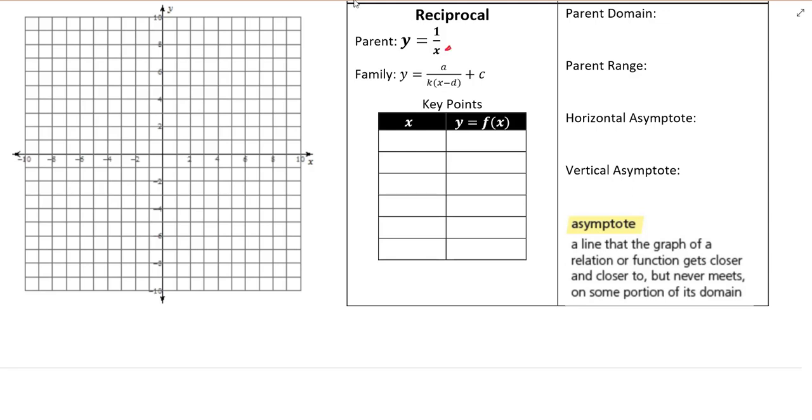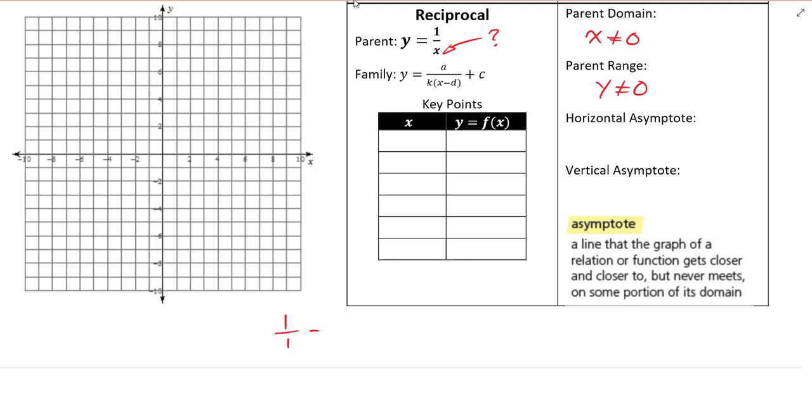Well, remember, we can't have a 0 on the bottom of a fraction. That's going to cause trouble, right? That's not allowed. So that means our parent domain, x cannot be equal to 0. You can't put a 0 down there. Now, it turns out that y can also not be equal to 0. Because think about it. What number would you put down there that when you go 1 divided by it would give you an output of 0?